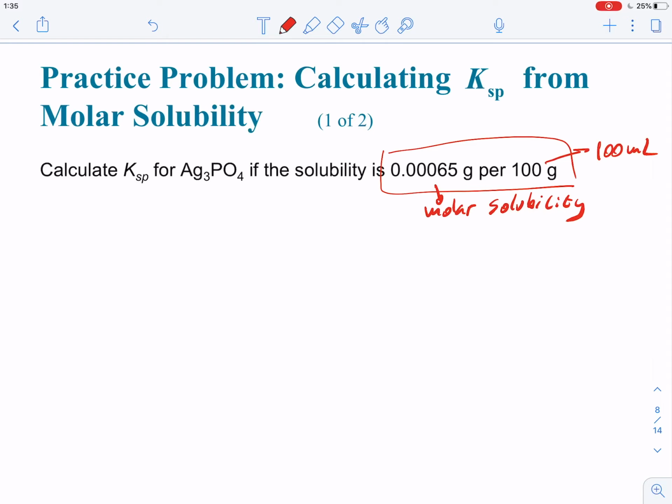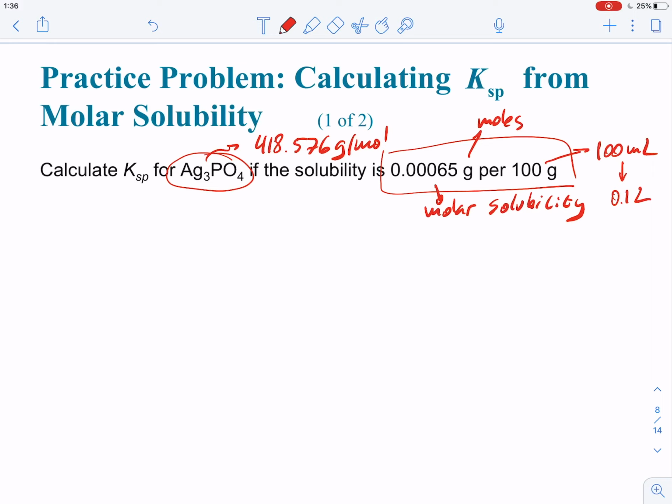And moreover, if we are calculating molarity, then this is 100 milliliters, right? So we have to convert this to liters, so this is 0.1 liters. Since we have to calculate molar solubility and these are grams, we have to convert those grams to moles. And for that we need the molar mass of silver phosphate, which is 418.576 grams per mole. Okay?